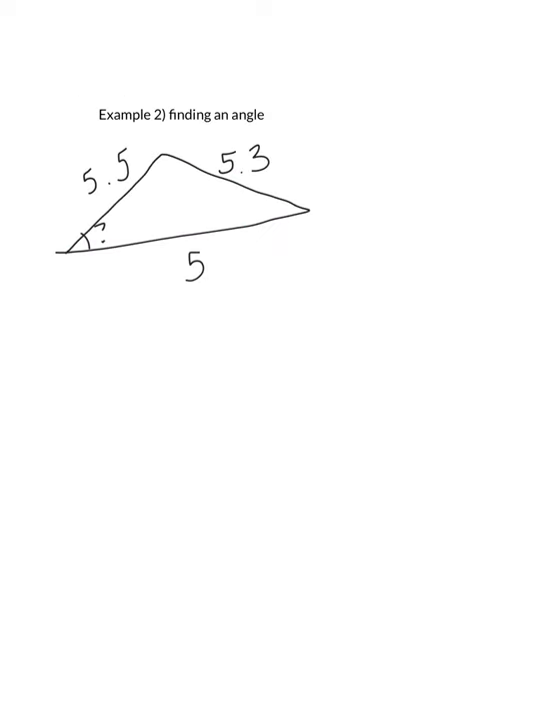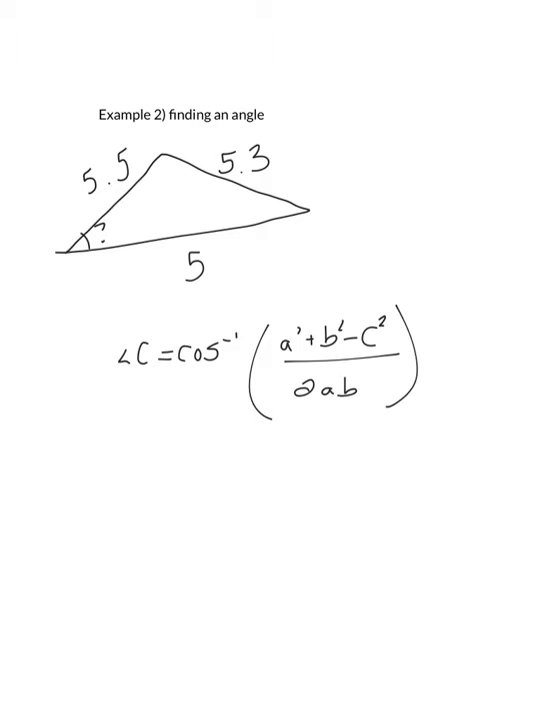In this example, I am finding an angle, so I am absolutely going to start off by writing my formula. So angle C is equal to cos inverse of a squared plus b squared minus c squared divided by 2ab. The only important thing when I'm looking at this question is that whatever angle I'm looking for has to have a matching side length of c. Again, the A and B do not matter. The C is the only thing that matters.